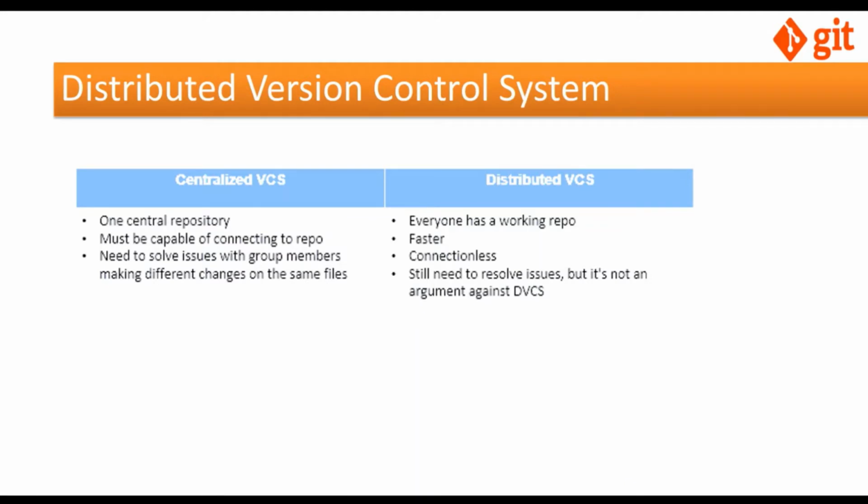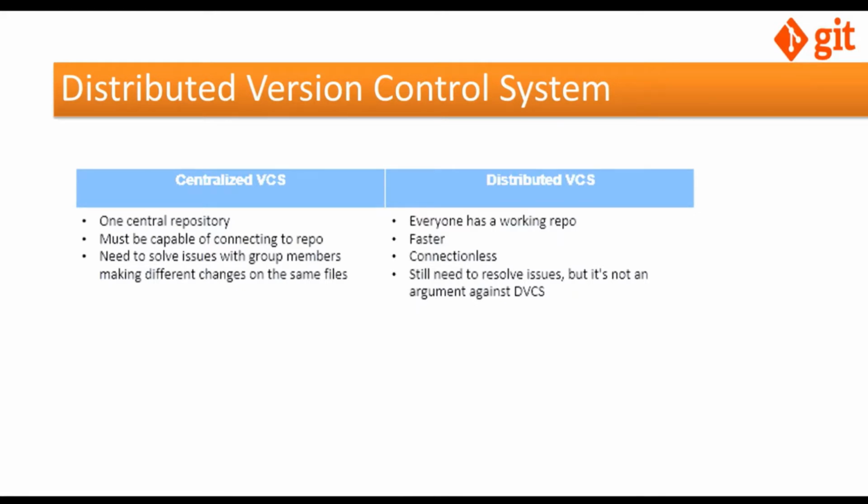We'll compare centralized VCS and distributed VCS. In a centralized VCS, there is one central repository, you must be able to connect to the repo, and you need to solve issues with group members making different changes on the same file. However, in a distributed VCS, everyone has a working repo, it is faster and connectionless. You still need to resolve issues, but that is not an argument against DVCS.